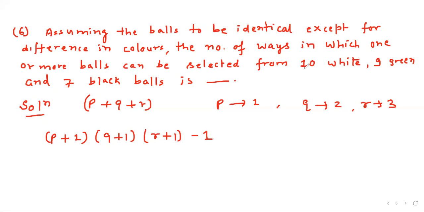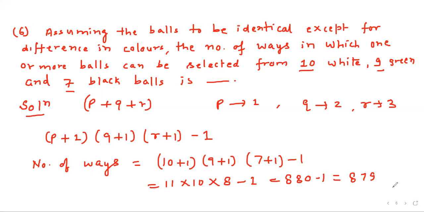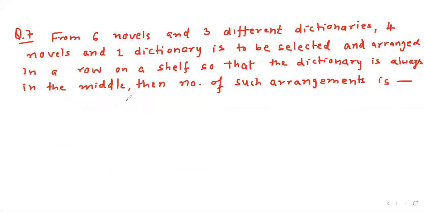So here P is 10, Q is 9, and R is 7. So number of ways equal to (10 plus 1) times (9 plus 1) times (7 plus 1) minus 1, that is 11 into 10 into 8 minus 1. So 880 minus 1, that is 879. Which is our answer. Now let's consider next question.